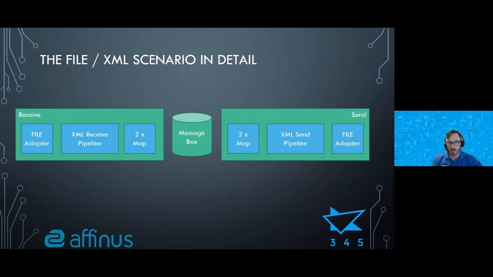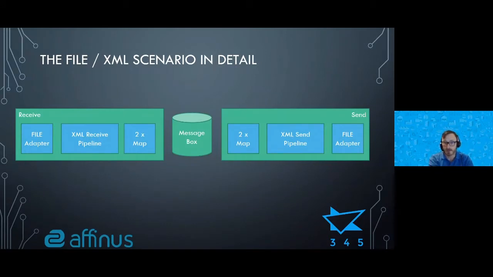And then in this scenario there are two maps on the receive side as well. So depending on what the message type is in the XML, that will be used to select the appropriate map before publishing that message into the message box. And then on the send side, we've got a couple of maps on that. So again, depending on which message has gone into the message box, we've got a choice of map.